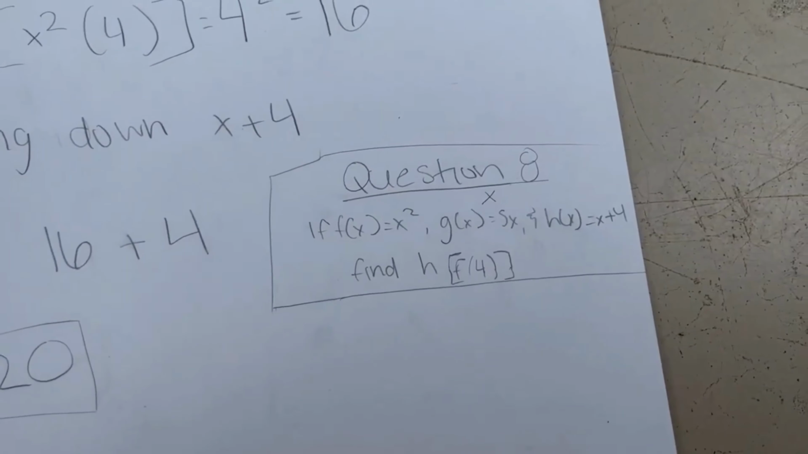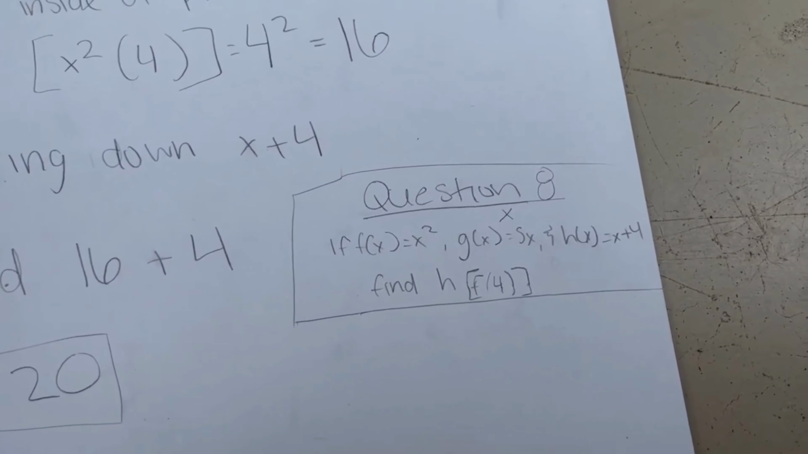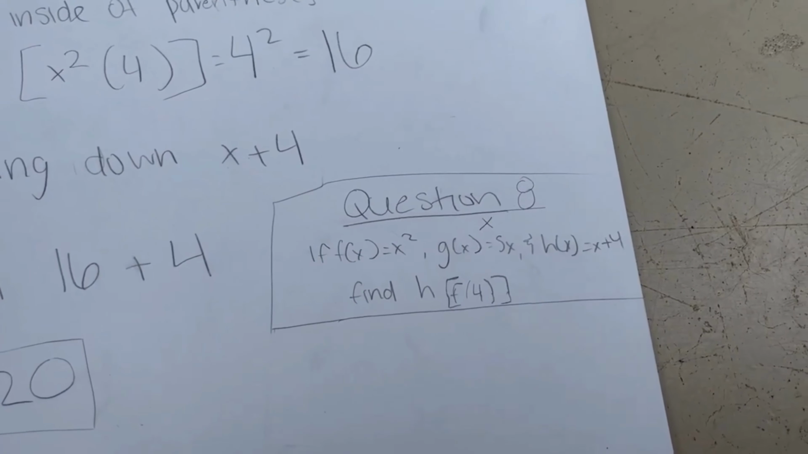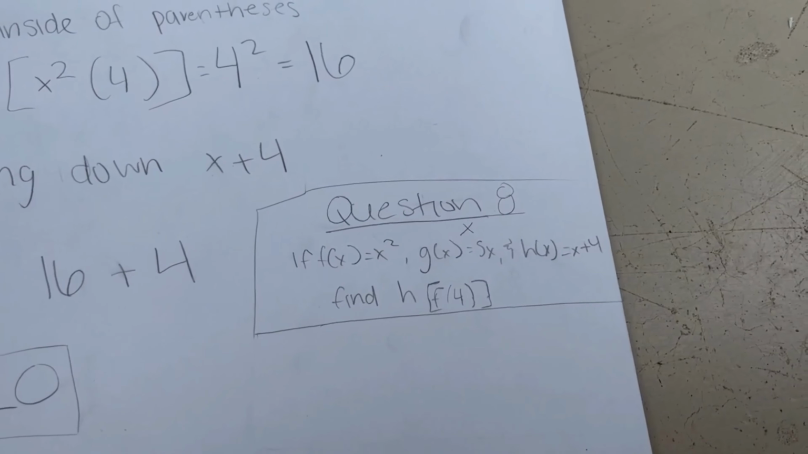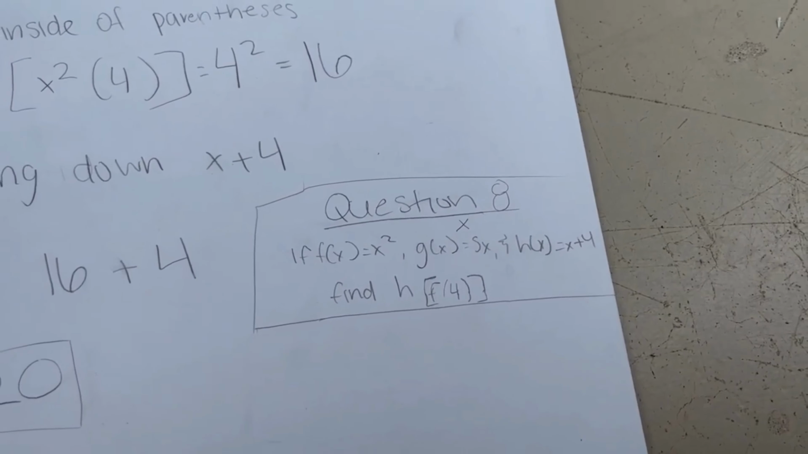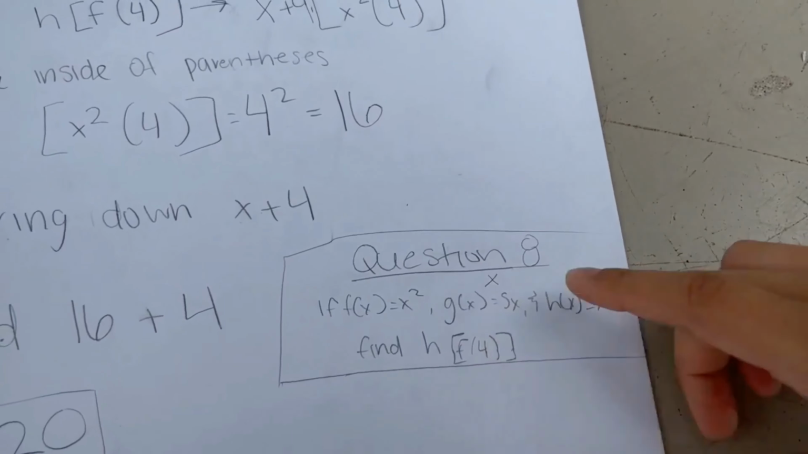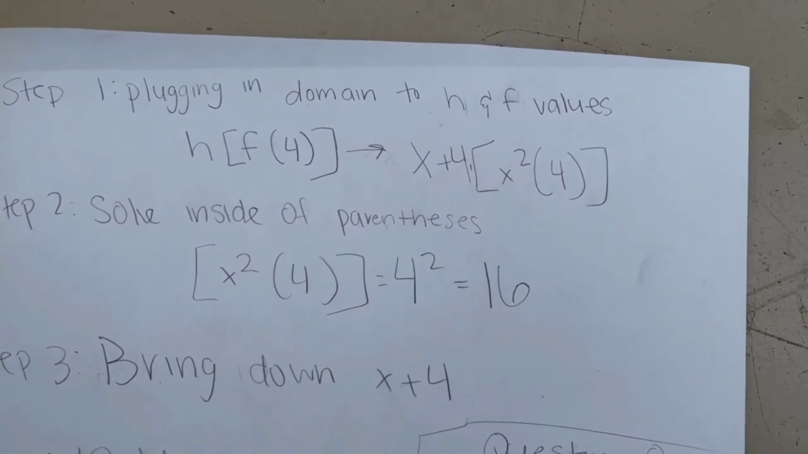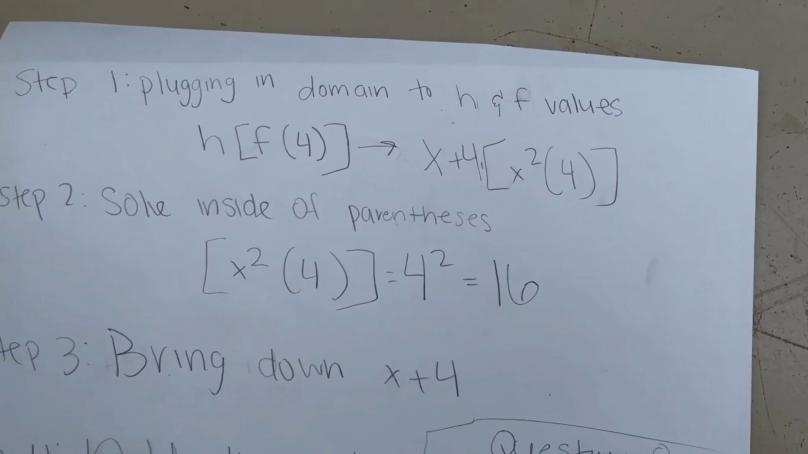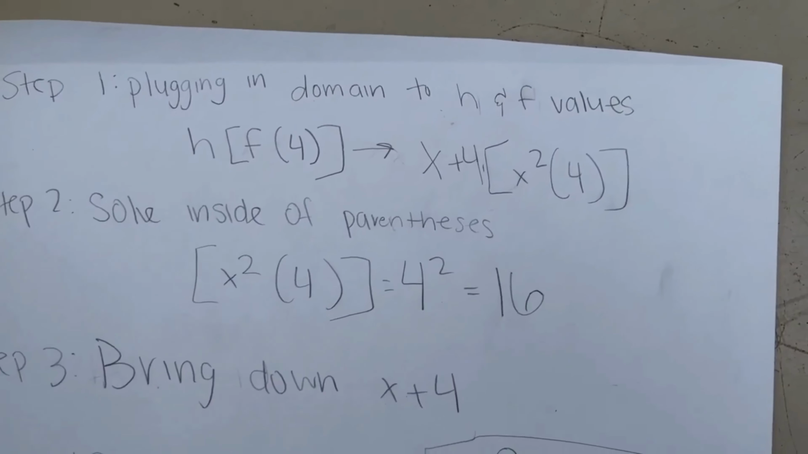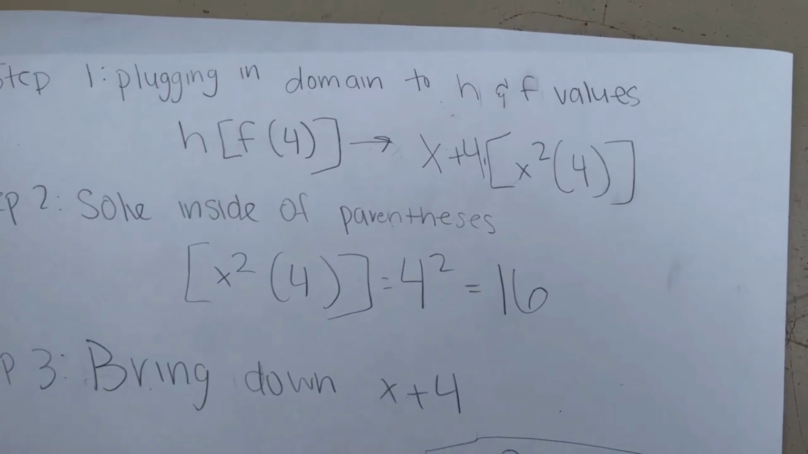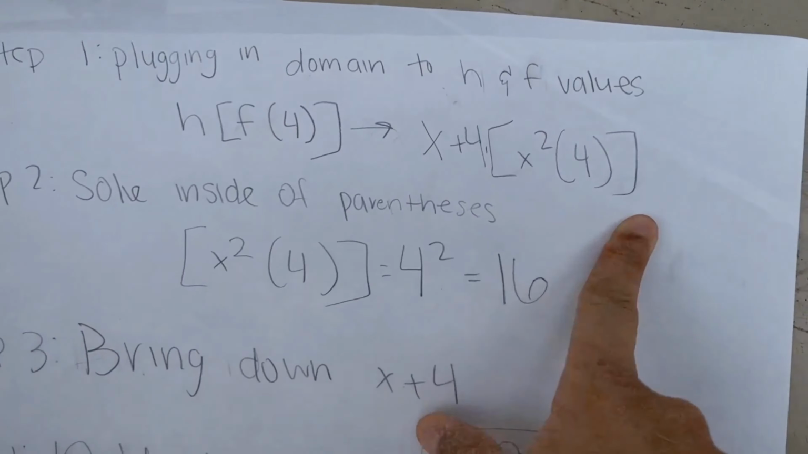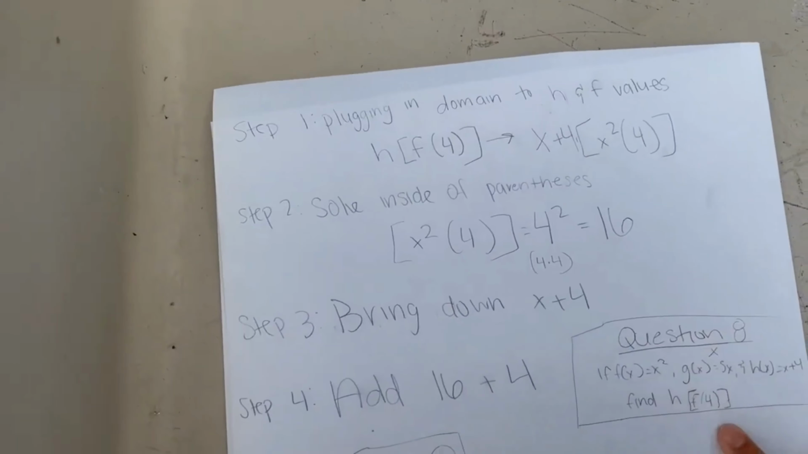So we got question 8, and it is f of x equals x squared, g of x equals 5x, and h of x equals x plus 4. Find h of f of 4. And we're not going to be using g of x equals 5x. In step 1, we'll be plugging in the domain to the h and f values. So first we started off with h of f of 4, and then we turn that into x plus 4 with x squared, and then 4 in parentheses. Okay, so for step 2, we have to solve inside of parentheses.